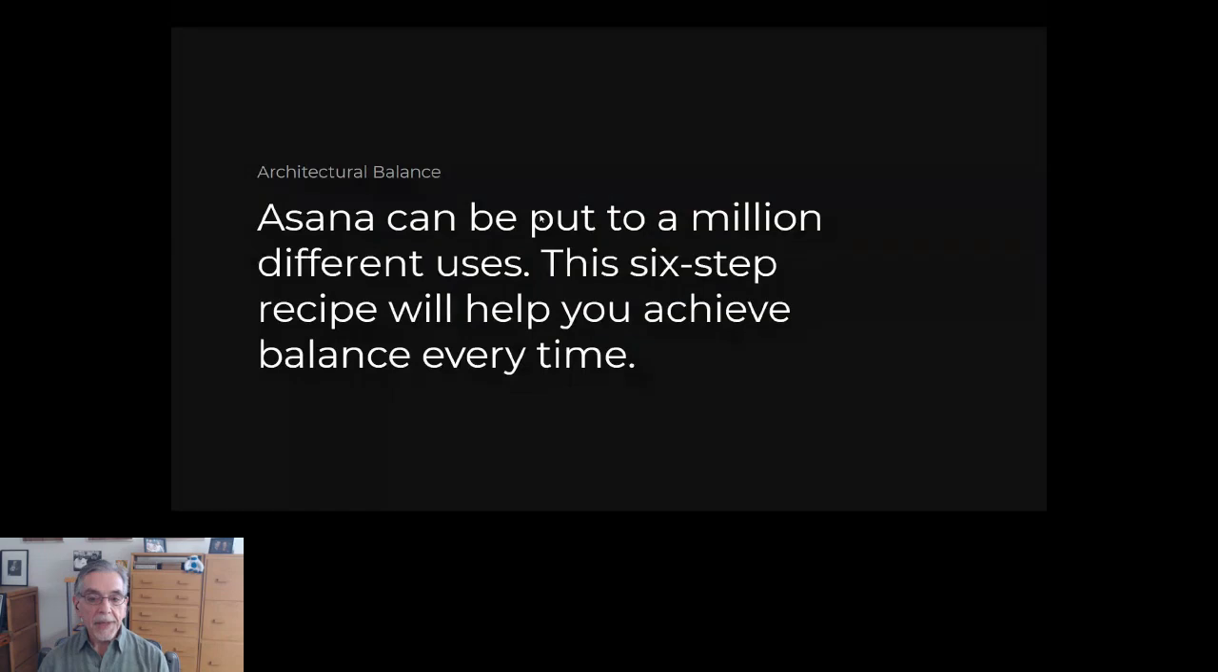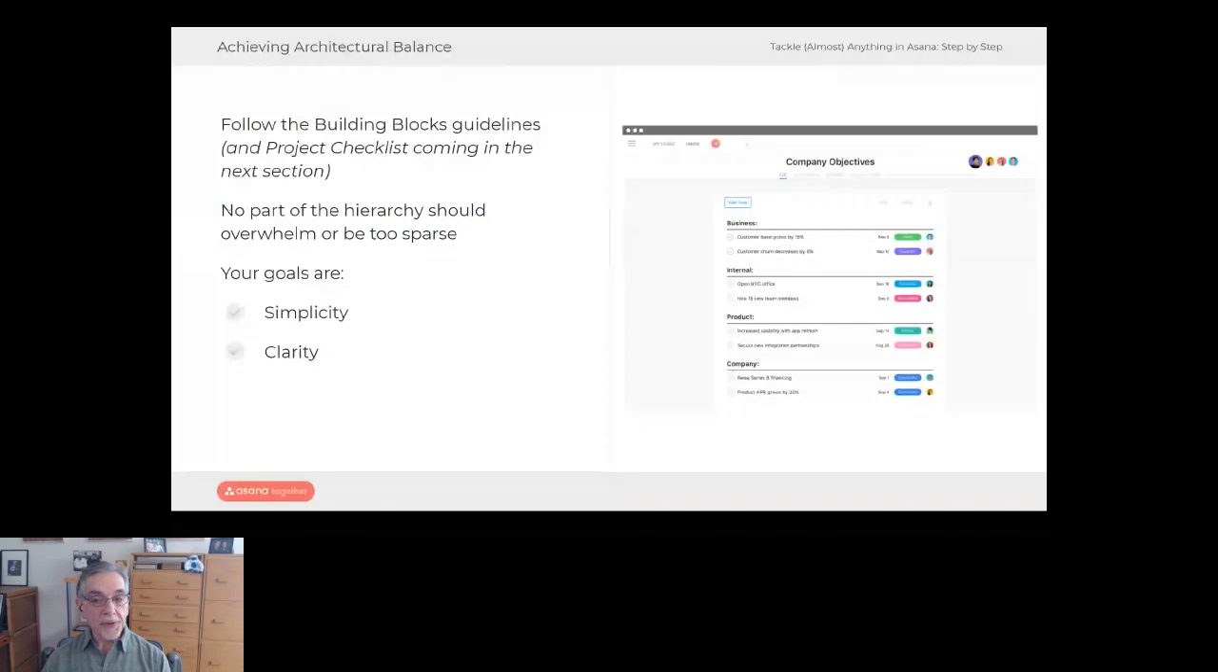One of our goals with this recipe is going to be to achieve what I call architectural balance. By that, I mean using the Asana hierarchy in a balanced way. So the left sidebar should not have too many teams or too many projects in any one team. The list view, tasks, and subtasks should all be in harmony as well. The first step in achieving architectural balance is to follow those building block guidelines that we just saw, and then the project checklist that's coming up next.